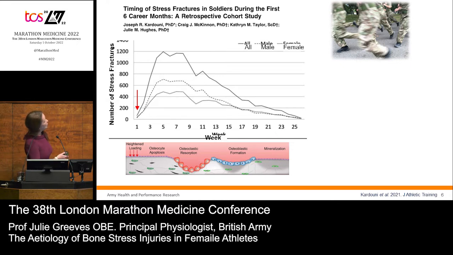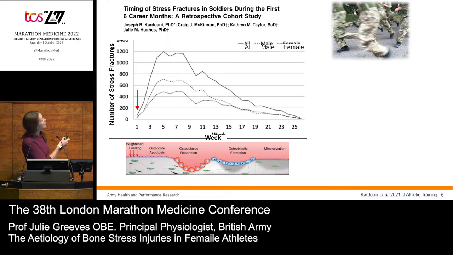So in this cohort study that was published just a few years ago, this is the time in training, this is week one of training, and this is the onset of heightened loading. And we can see that stress fractures in both men and women peak at around 3 to 4 weeks into training. So this is a classic targeted remodeling.